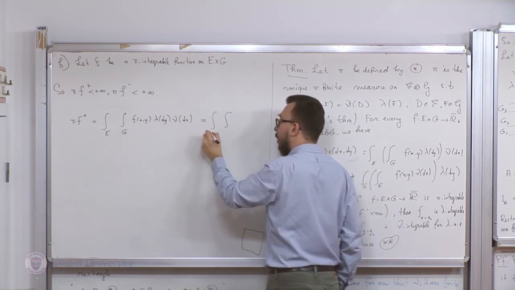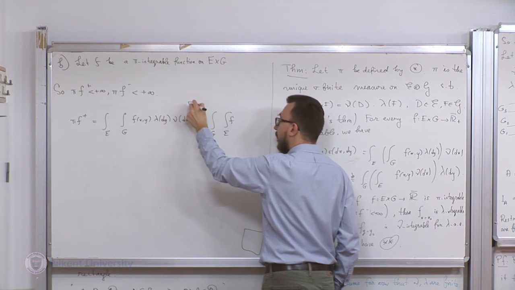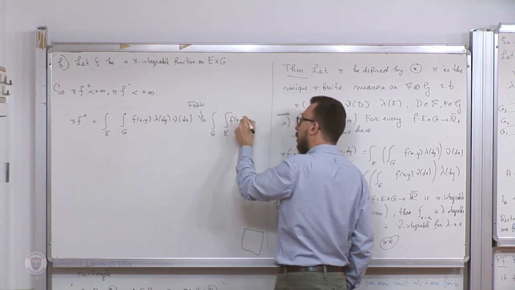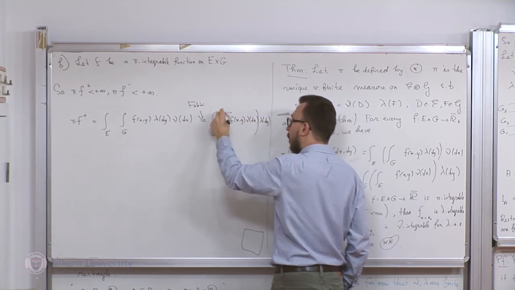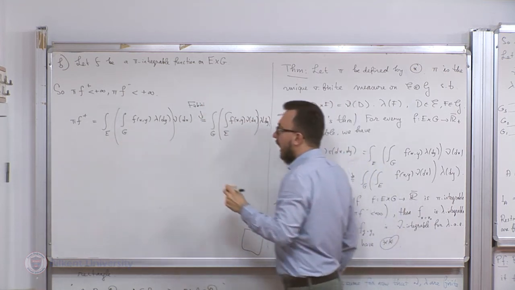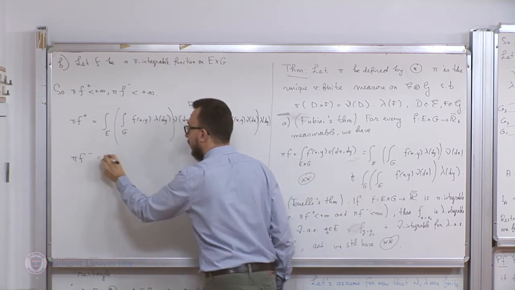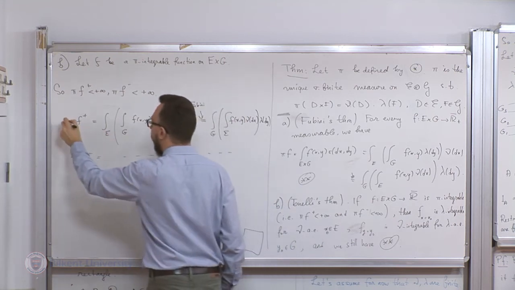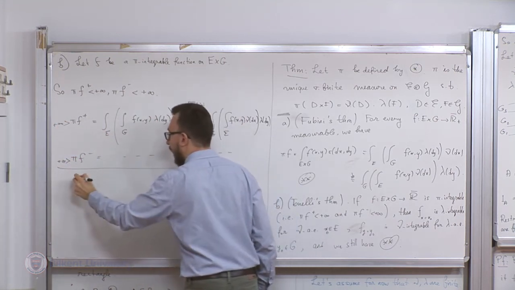or the other way around by Fubini, because f plus is positive, Fubini. And you can have the same for π f minus. And since these are finite, you can subtract them to get the result for π f.